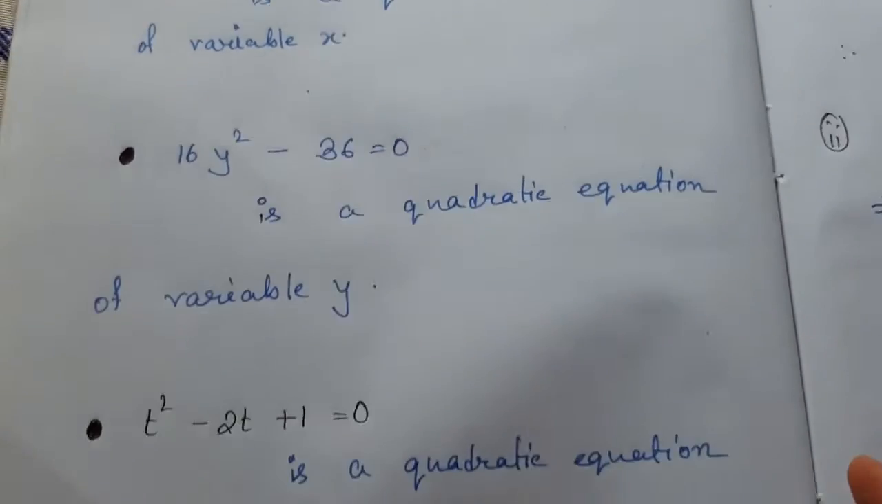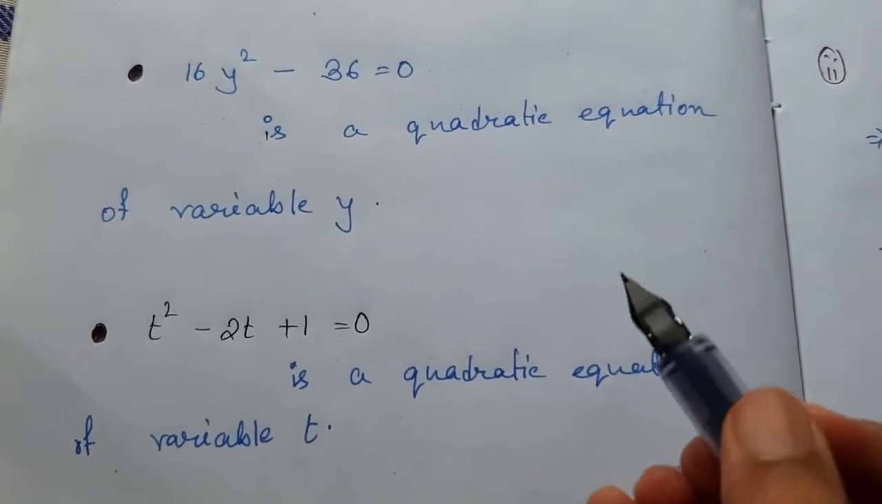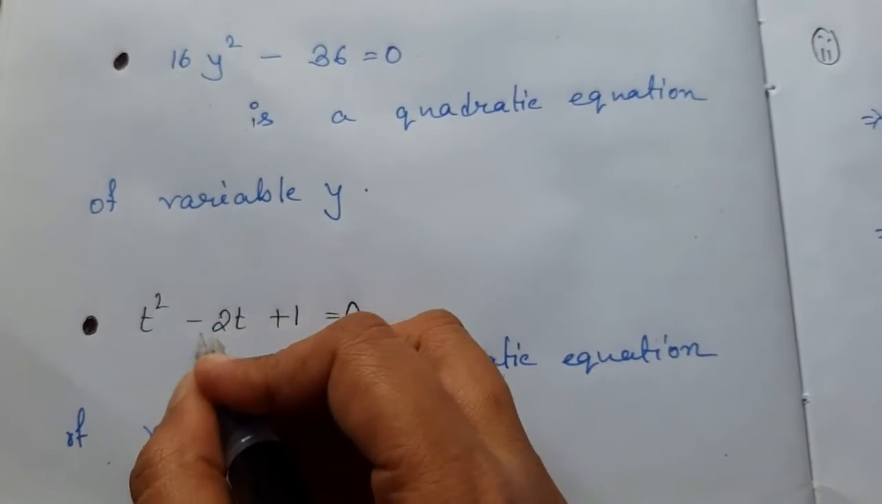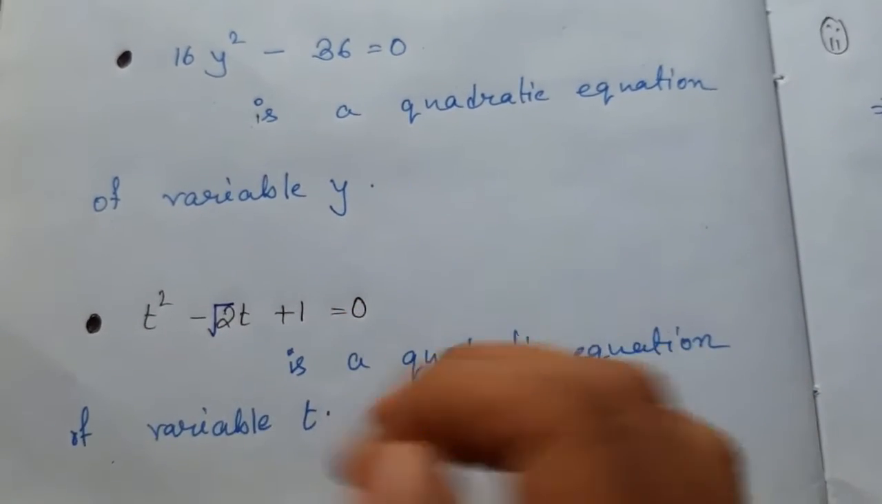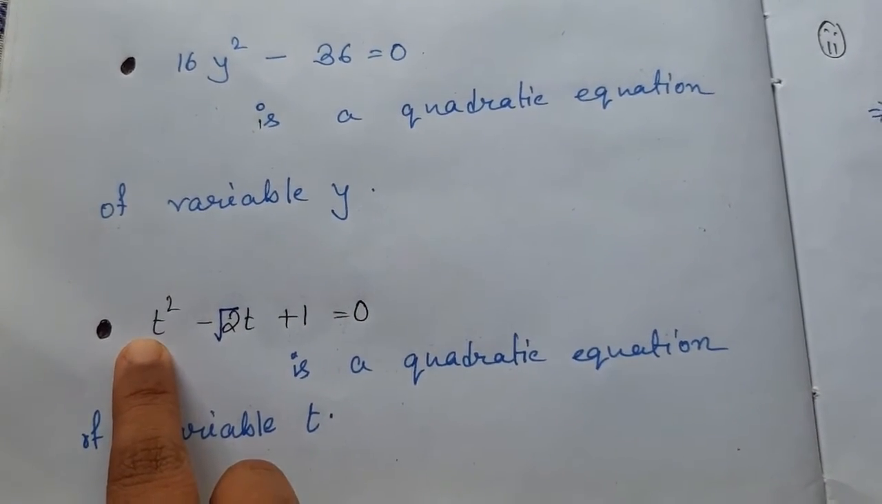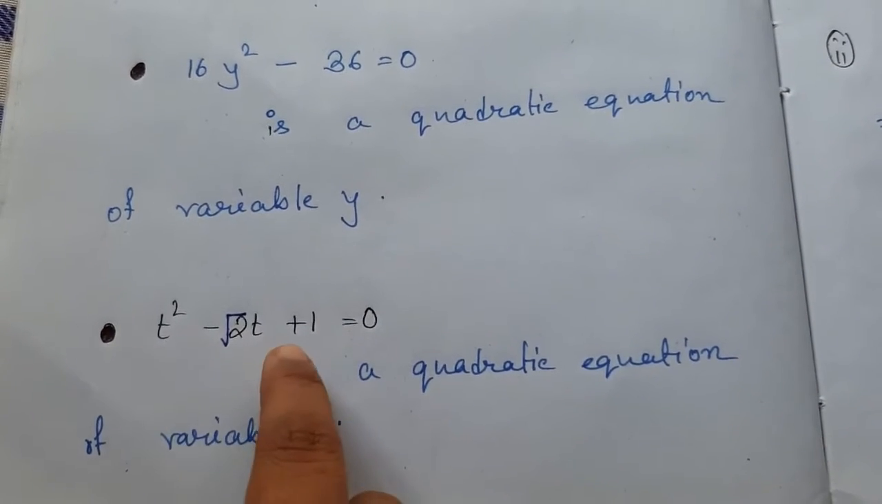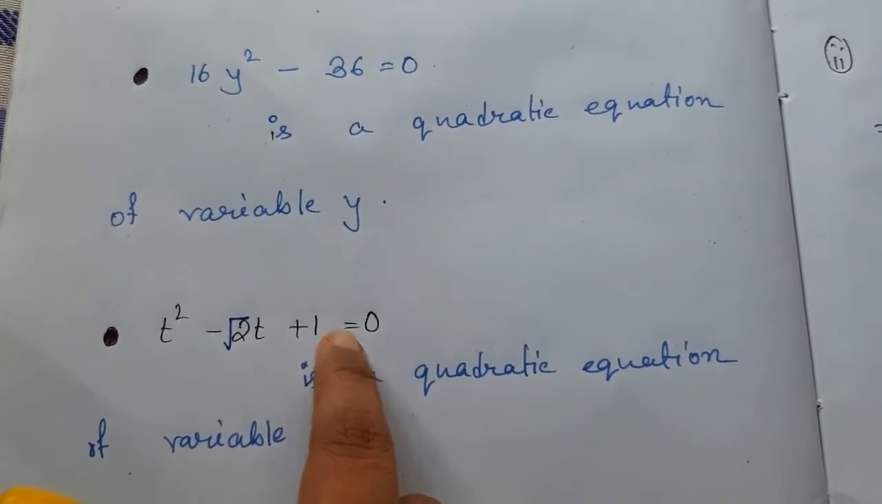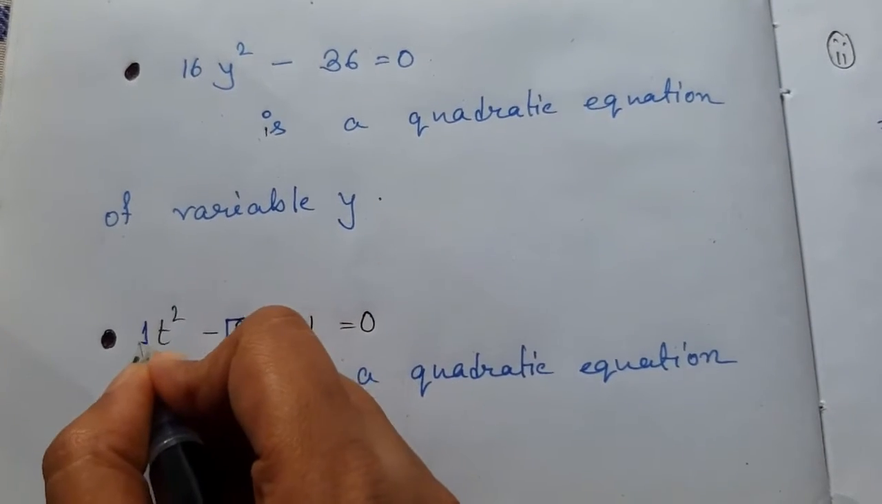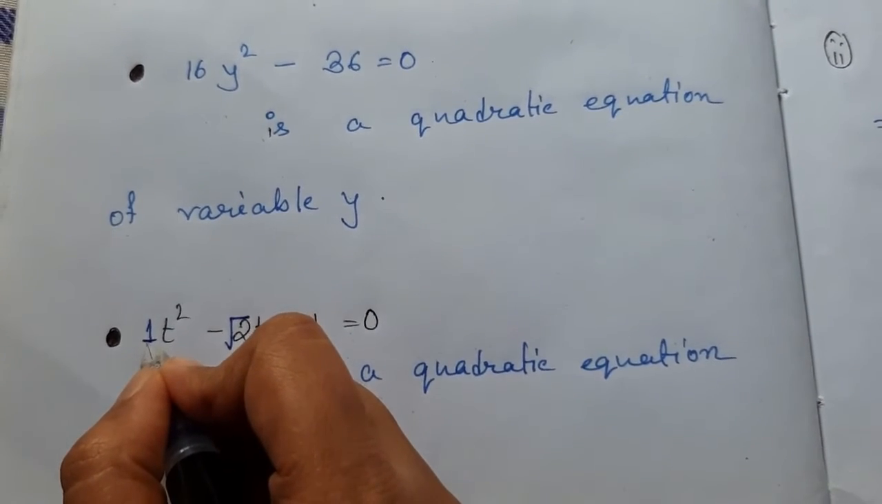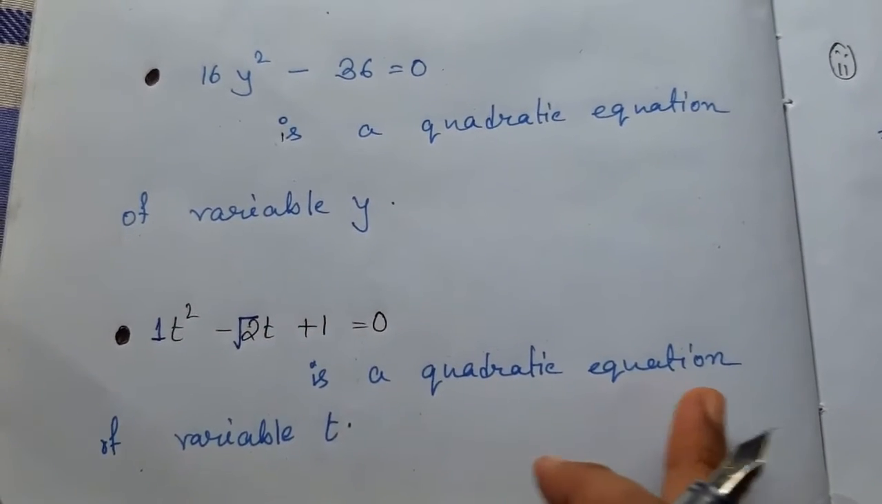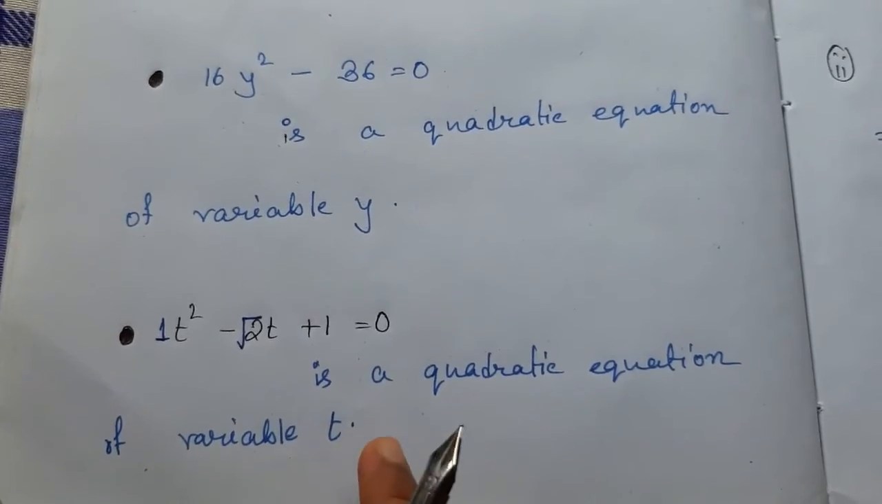Now look at the third equation. Suppose I have written here root 2. The coefficient of t square is 1. This is minus root 2. This is plus 1. Again, they all are real numbers, and here the coefficient is 1, and it is not equal to 0. So this is also a quadratic equation of variable t.